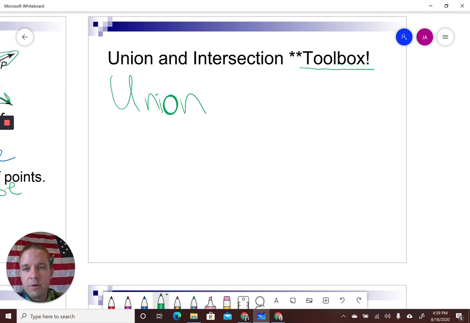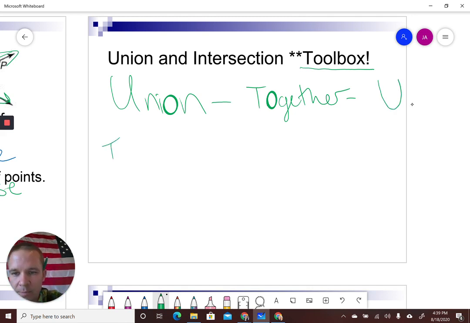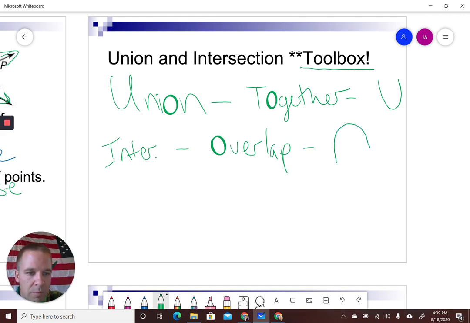All right. So union means what do they make together? So we'll say together, and it's going to be notated with a U without the stick. All right. Intersection, that's going to be the overlap and will be notated with, we could call an N. Okay. So union, what they make together. Intersection is the overlap. All right.